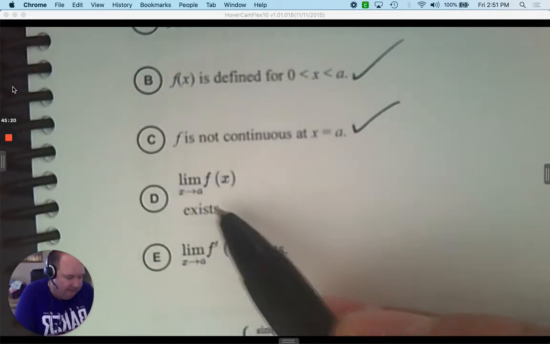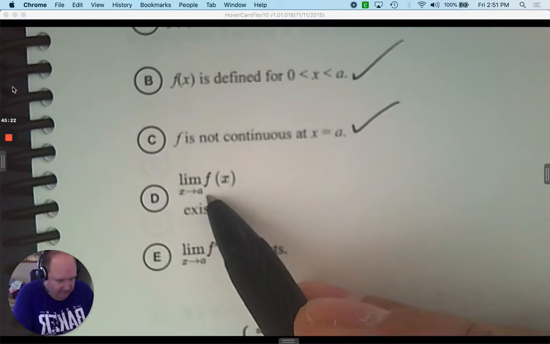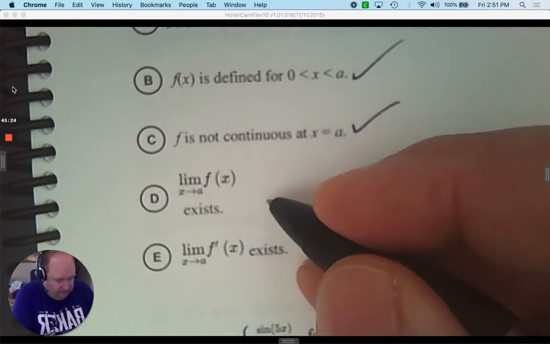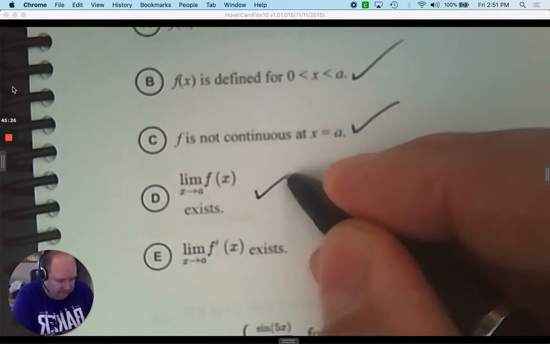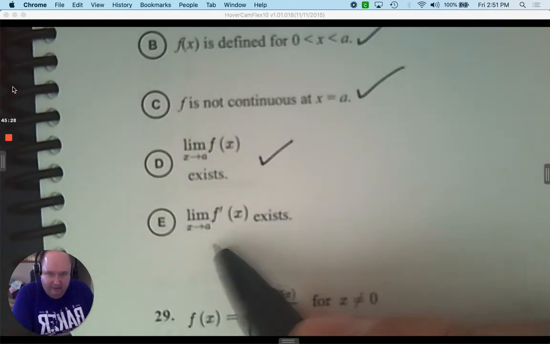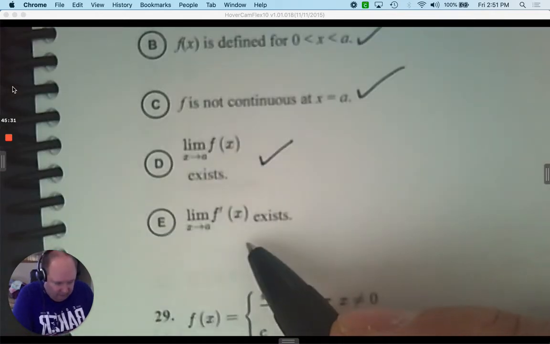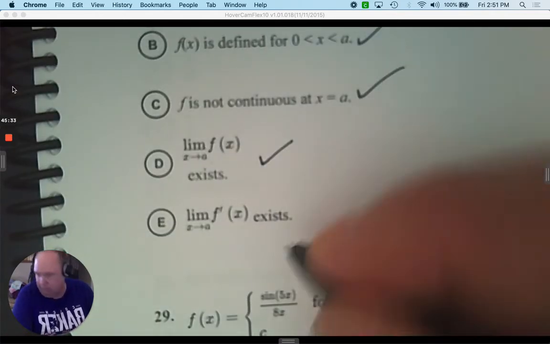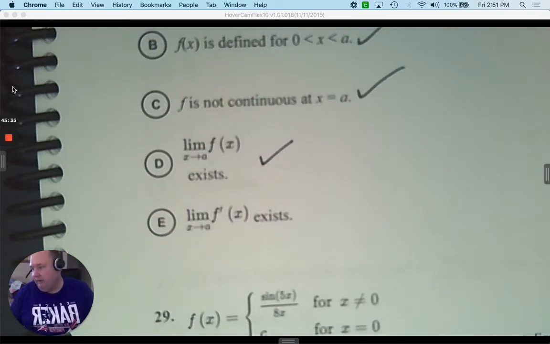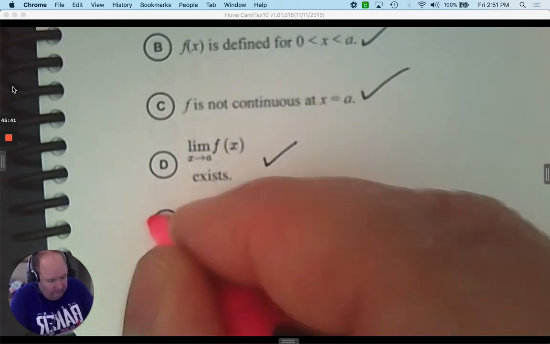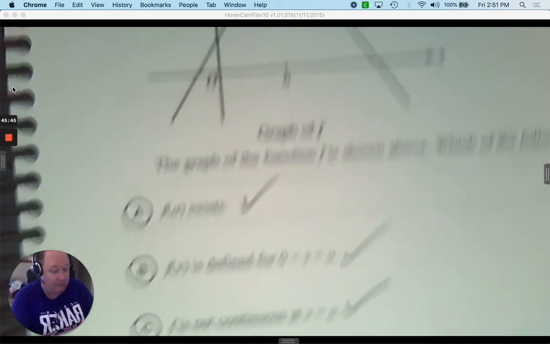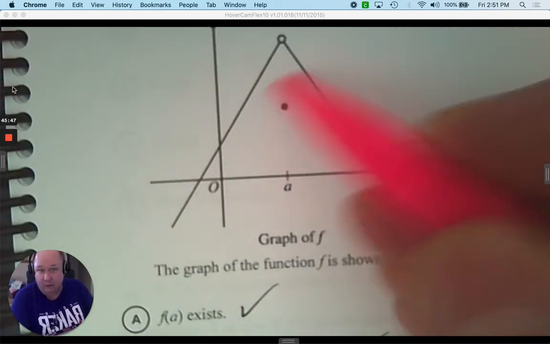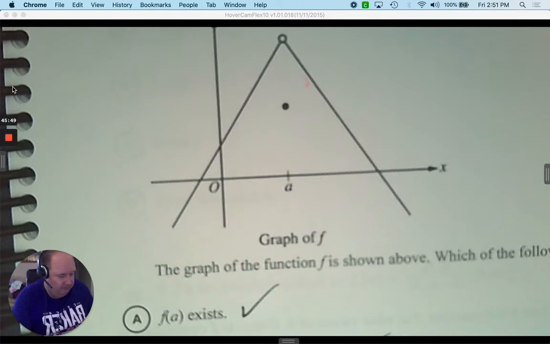The limit as x approaches a exists. Yes. The derivative at a exists? Nope. So the one that's false here: the derivative does not exist when it's not continuous. So you can't have the derivative of a value that is not continuous. So when x equals a, there is no derivative there. But everything else is true.